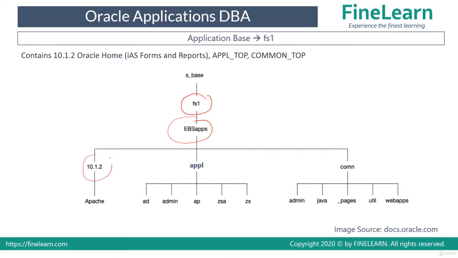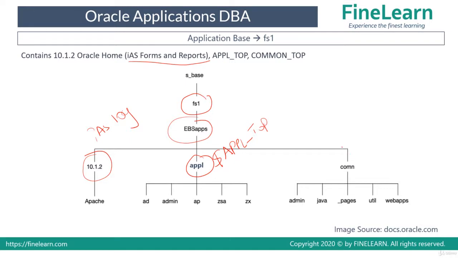One is 10.1.2, which is nothing but your Forms and Reports Internet Application Server, or IAS 10g. The IAS 10g, or Internet Application Server 10g, or Application Server 10g to keep it simple, is basically the main Oracle_home in the Oracle E-Business Suite application tier, and this is nothing but the Forms and Reports Oracle home. And then we have something called APPL. This is also called Appltop. In the next lessons, we'll see more in detail about the Appltop.